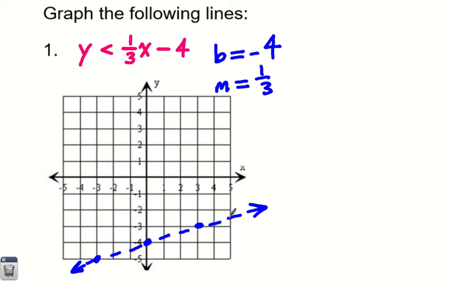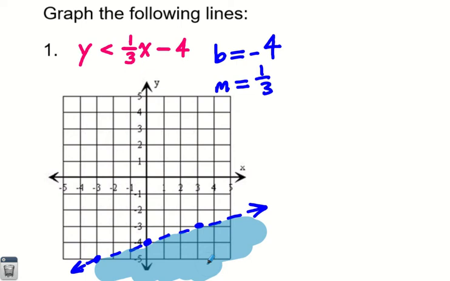And then it's a matter of shading, and because it's a less than, we shade below everywhere. And so that is that. You draw the line, you make it dashed or solid depending on the symbol, and then you shade on one side or the other, depending on the symbol.